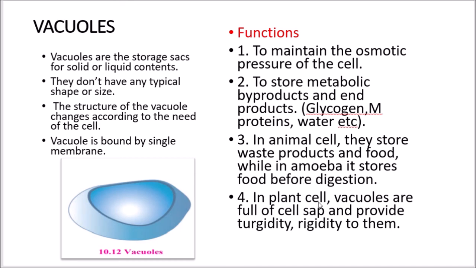In plant cells, vacuoles are full of cell sap. Cell sap means the fluid present in the cell, and it provides turgidity and rigidity to them. So indirectly it provides strength to that cell in the plant.